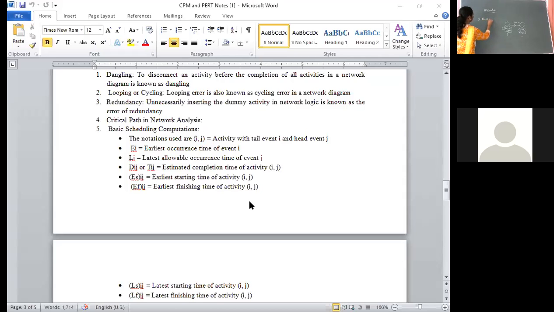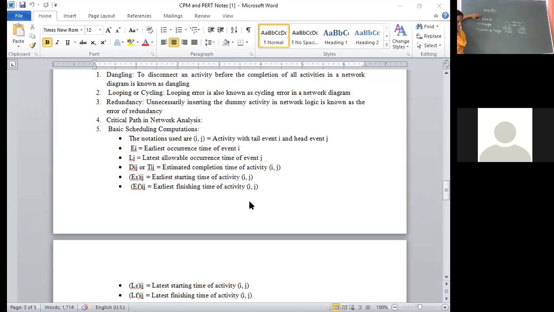The first one is burst event. The second one is merge event. Another one is a combination of 1 and 2, burst and merge. These are the three theory things related to events.